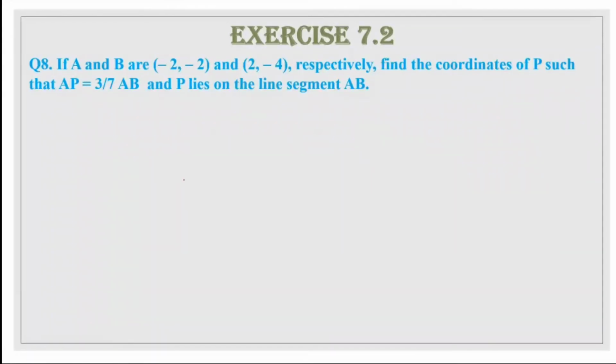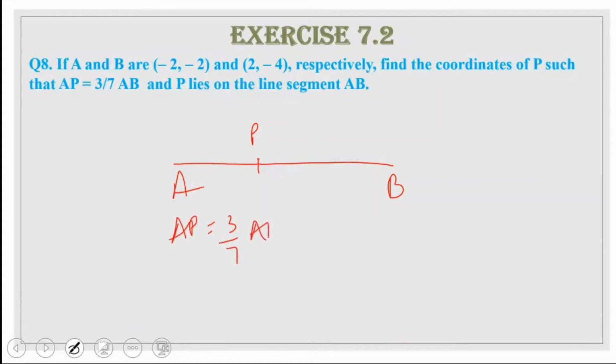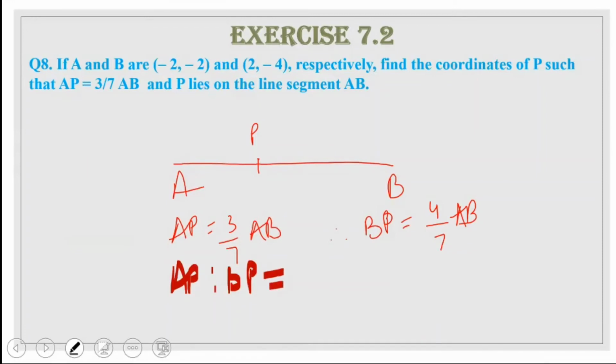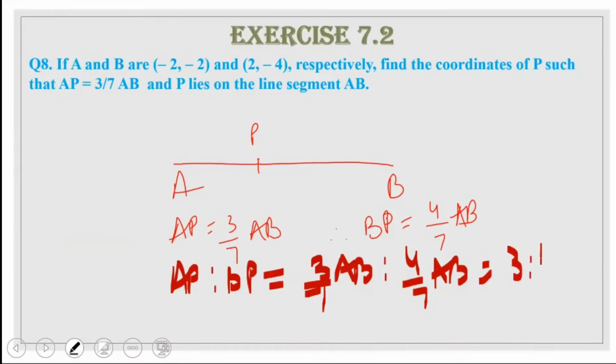Let's see how. Now, let's say I have a segment AB. AB is given to us and I have a point P on it such that AP is 3/7 of AB. Now AP is 3/7 times AB. That means BP will be how much? BP will be equal to 1 minus 3/7, that means 4/7 times AB. So AP is to BP will be given by 3/7 times AB is to 4/7 times AB. So this will come out to be 3 is to 4. So this is the important thing for you to know: AP is to BP is 3 is to 4.